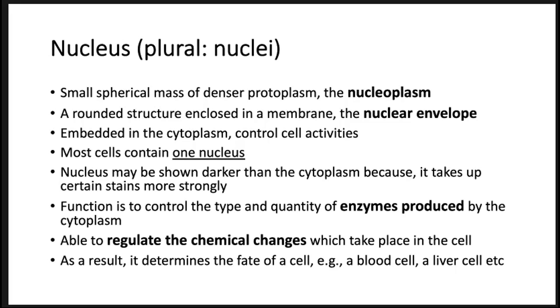The nucleus may be shown darker than the cytoplasm because it takes up certain stains more strongly. So whenever we visualize a stained cell under a microscope, the darker region is usually the nucleus. Its function is to control the type and quantity of enzymes produced by the cytoplasm and also to regulate the chemical changes which take place in the cell. As a result, it determines the fate of a cell, whether a cell will become a blood cell, a liver cell, or what kind of cell it will be.